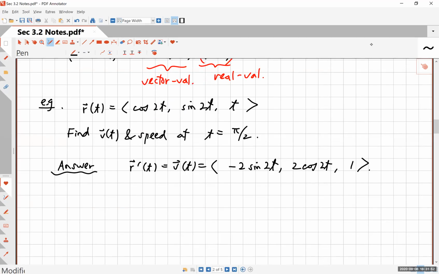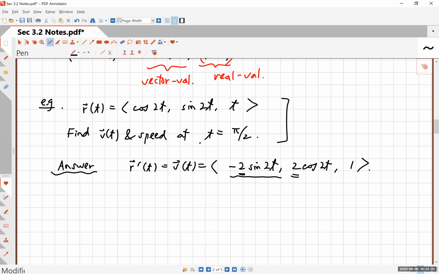Okay, so here's the question, the answer. You take the derivative of each component. Cosine 2t becomes -2 sine of 2t. Why? Because the derivative of cosine is the negative sine function. And then, of course, the 2 comes ahead by the chain rule. 2 comes ahead here for the same reason. Sine of 2t becomes 2 cosine of 2t. T simply becomes 1. All right, now when you evaluate, this is the derivative, by the way.